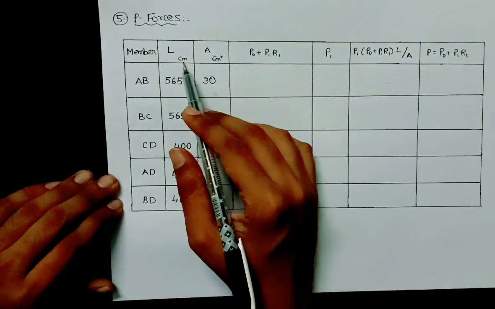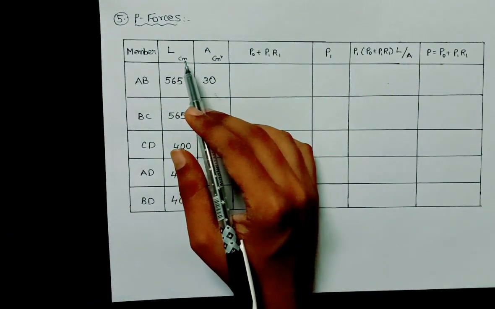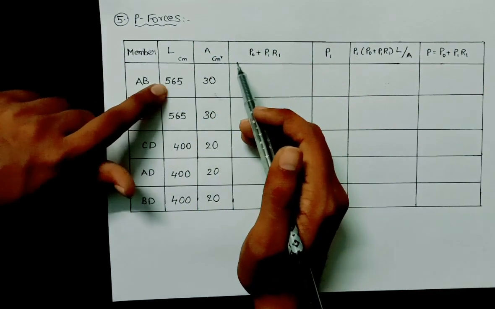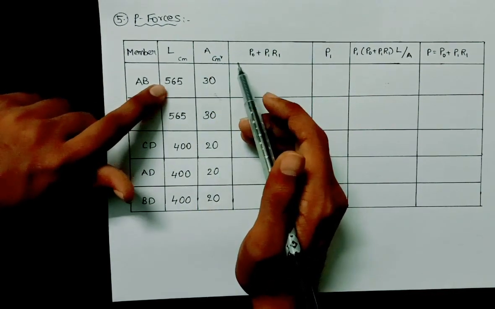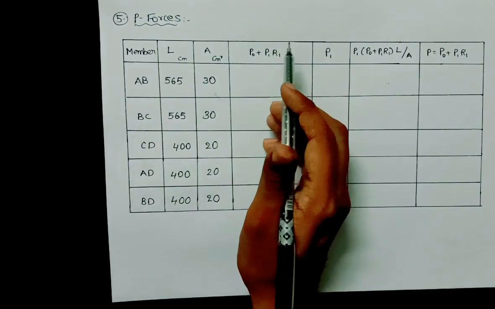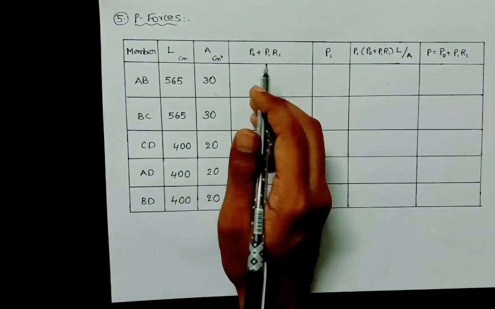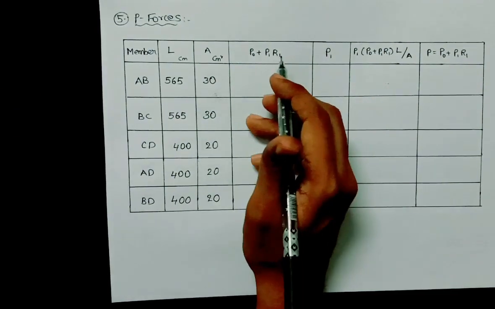I have placed all the values in this column. Please note that the length is given in meters in the question. I have converted the meters into centimeters because the area is also given in square centimeters. So 5.65 meters is obtained as 565, and 4 meters is 400 centimeters. 1 meter equals 100 centimeters, so all the units should be in one system.